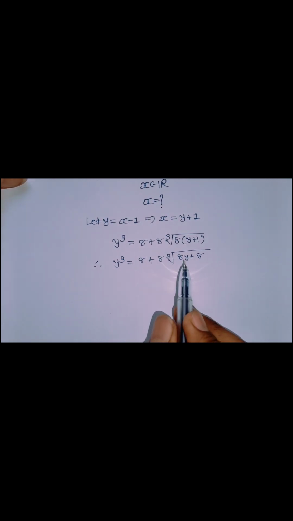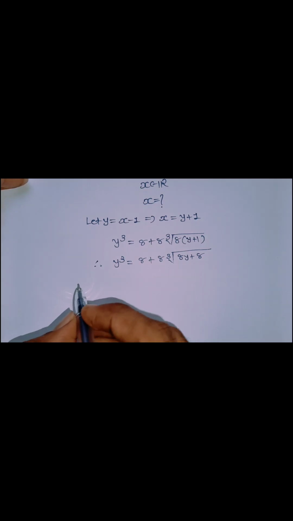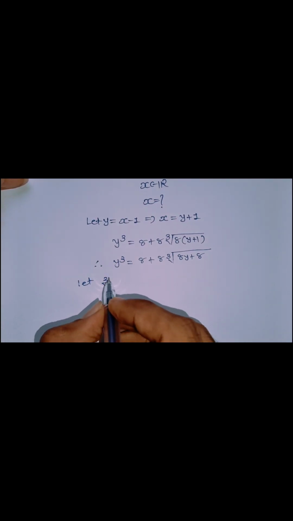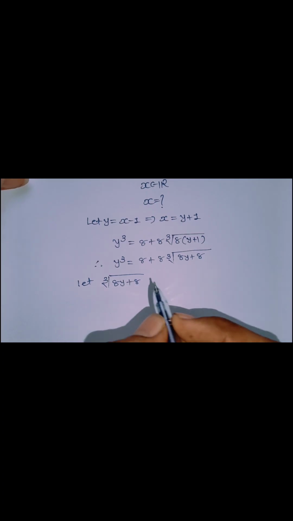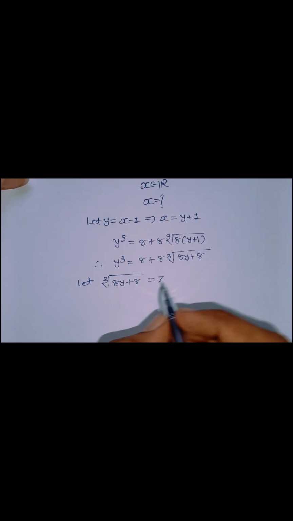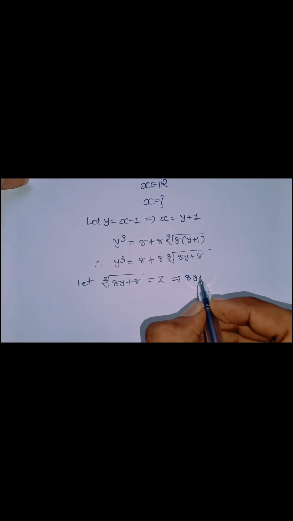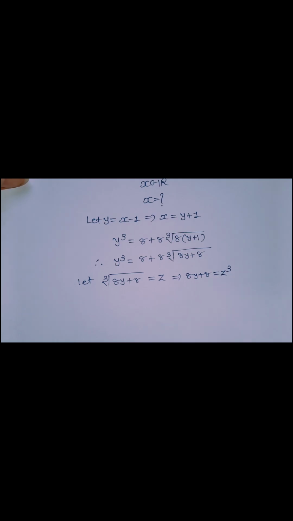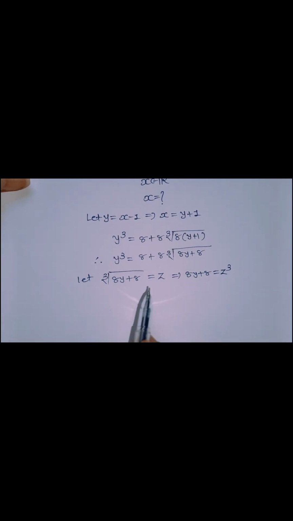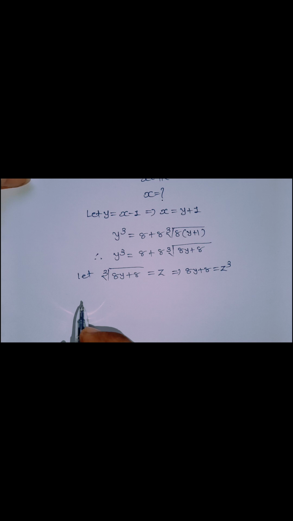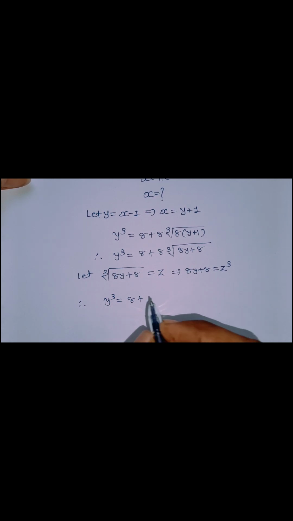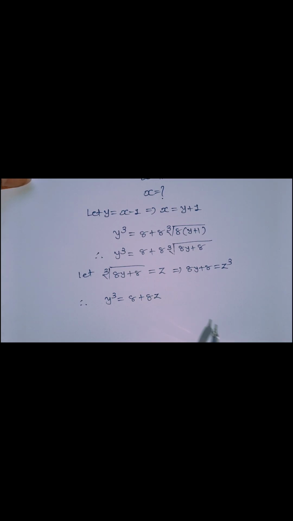This I think is clear. Now assume another variable for this cube root of 8y + 8. Let cube root of 8y + 8 = z. This implies if you take the cube of both sides, then 8y + 8 = z^3. This is clear. Now put this value here, only this value. Means y^3 = 8 + 8 * z. This z, clear or not?